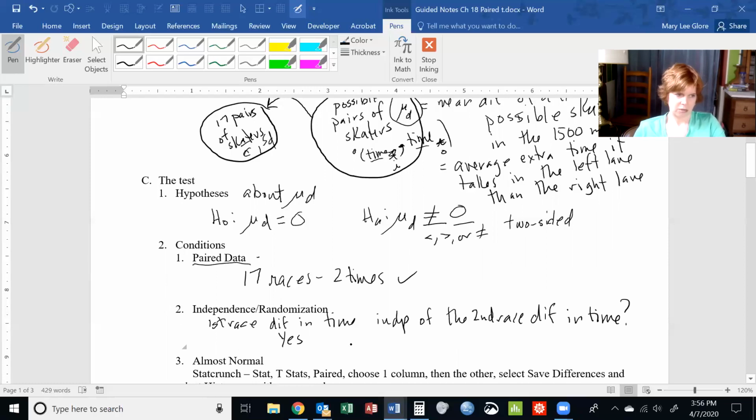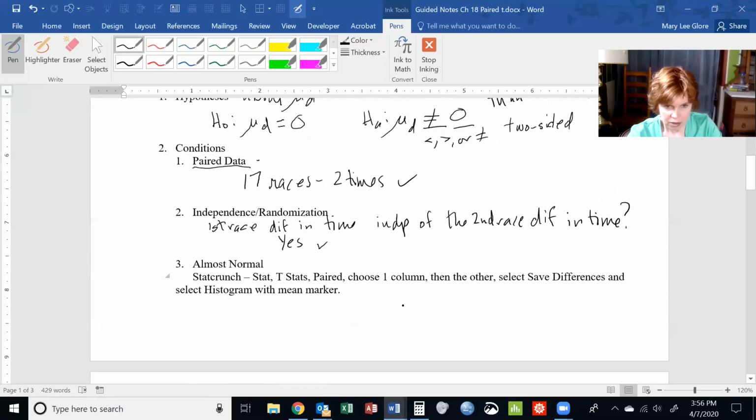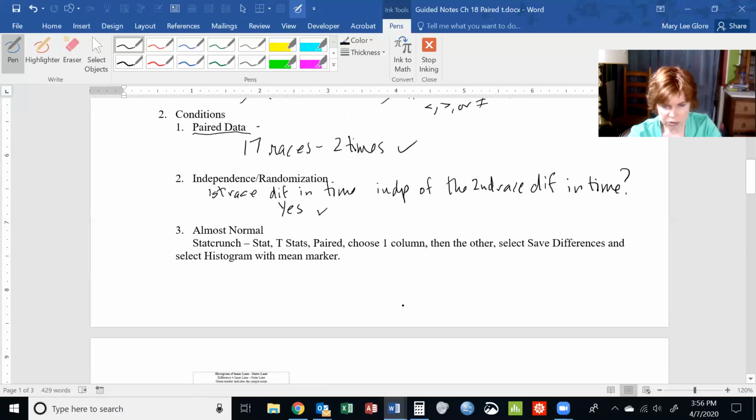Then I have to ask myself: are these 17 races representative of the 1,500-meter event? I would think, yeah, that they're the type of people who would compete in that race. So I think that yes, they're independent. Yes, they're representative. So this is a pretty good sample. Okay, now we need to check the almost normal condition.